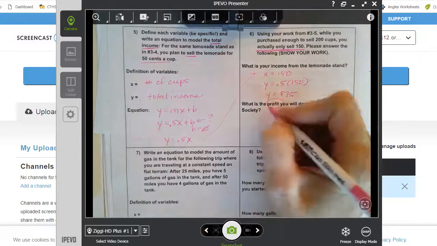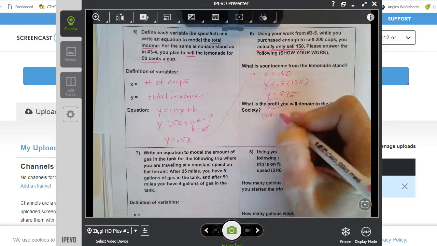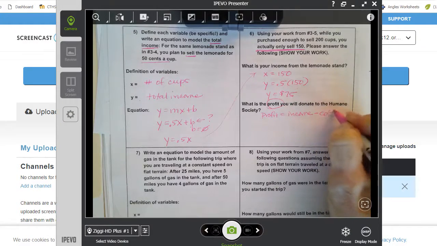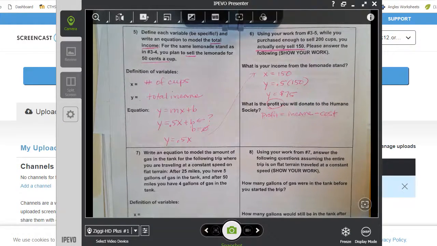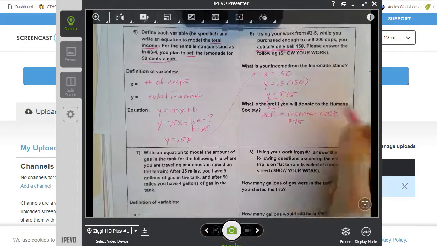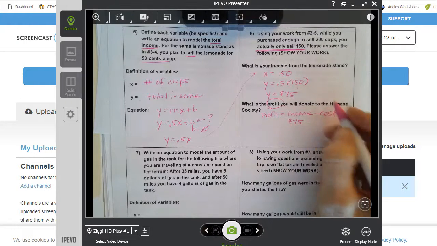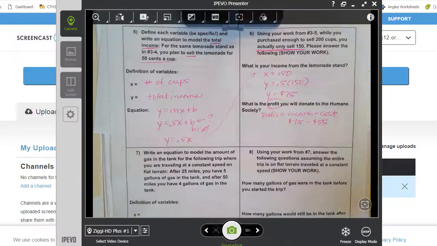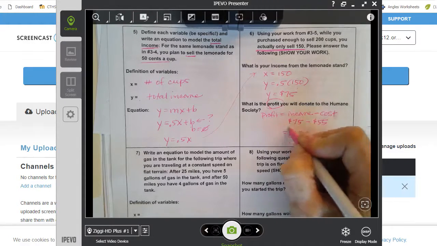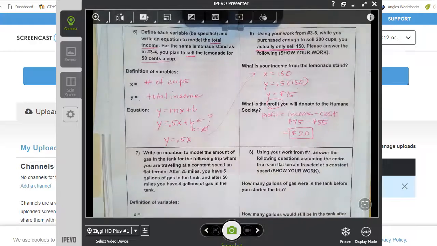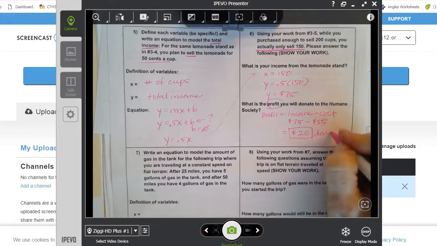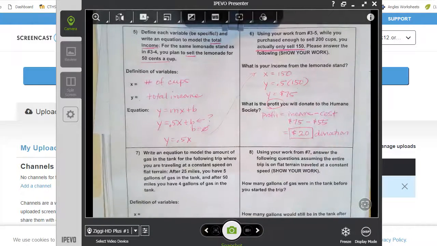Profit? Well, profit is whatever income I took in minus the cost to set up the lemonade stand. Well, my income was $75. From the other side, from number 4, my cost was $55. So my total profit is $20. And of course, that's the profit that I would then donate, a $20 donation.